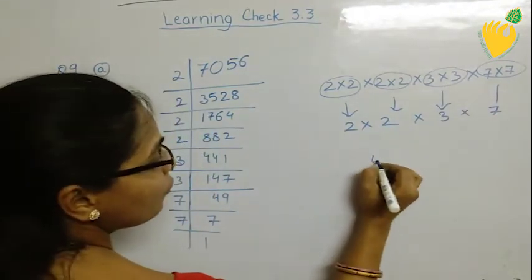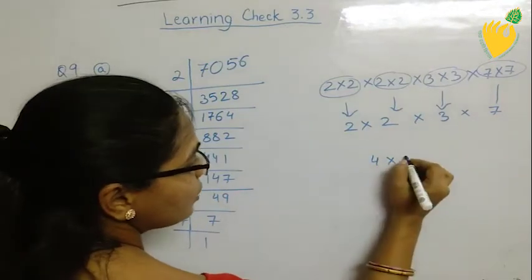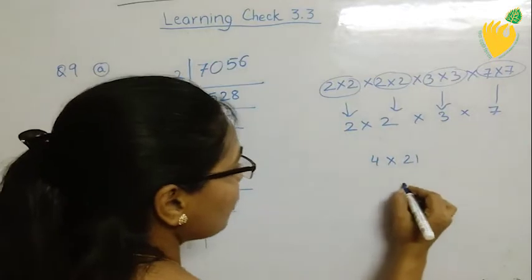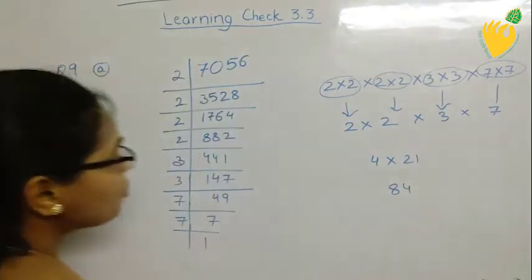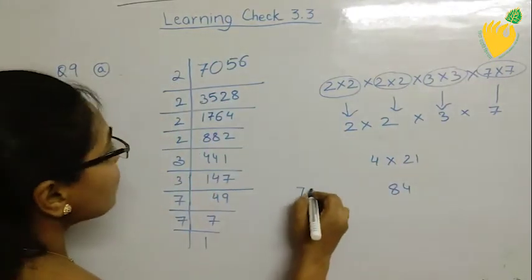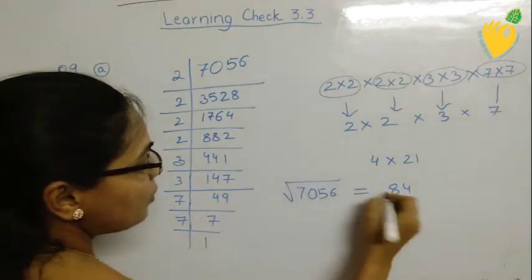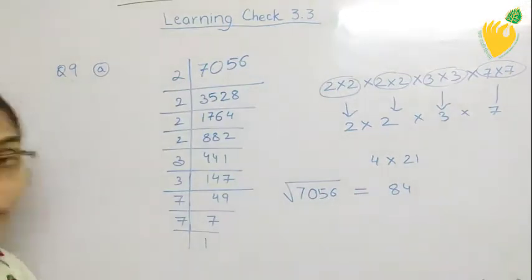So this 4 into 3 is 12, 7 into 3 is 21, which equals 4428. So you can easily write that 7056. The square root of this is 84.